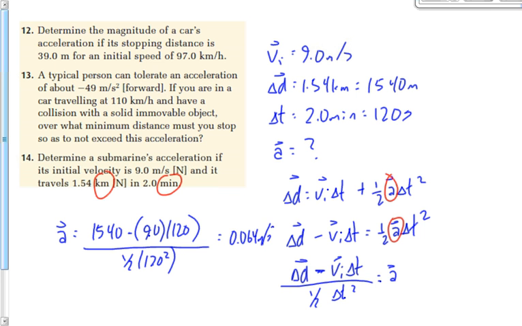That's a pretty small acceleration, but we are talking about a submarine too, right? Submarines, under the water, are not going to go from 0 to 100 in 5 seconds, right?